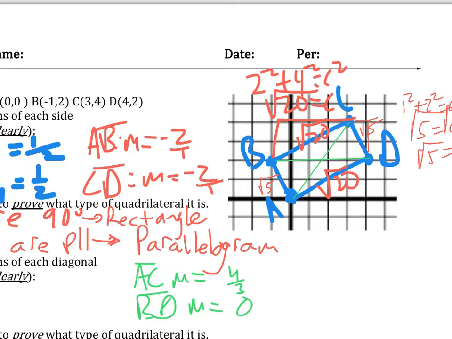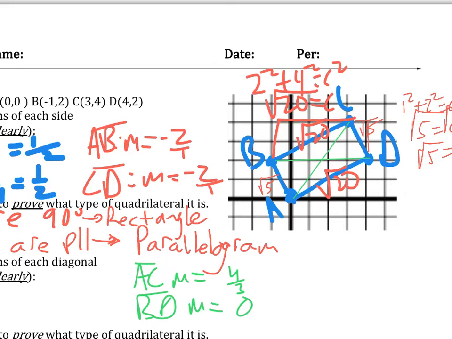Okay, so slope of 0 for 1 for 3. They're not opposite reciprocals, so those are not perpendicular, so this is not a square, because a square has perpendicular diagonals, because it's a rhombus. Okay, but we can confirm that it's a rectangle by checking the length.